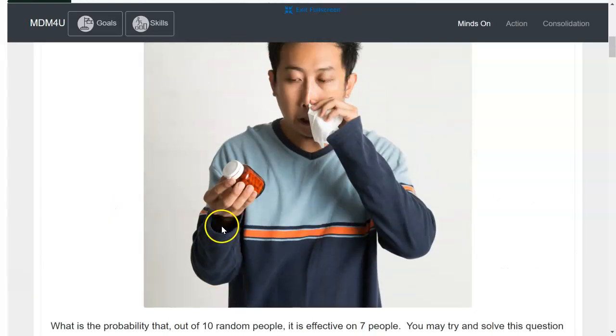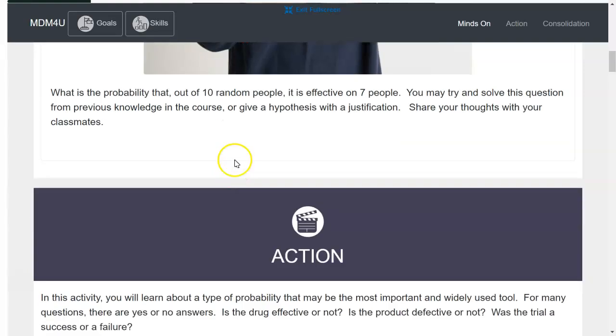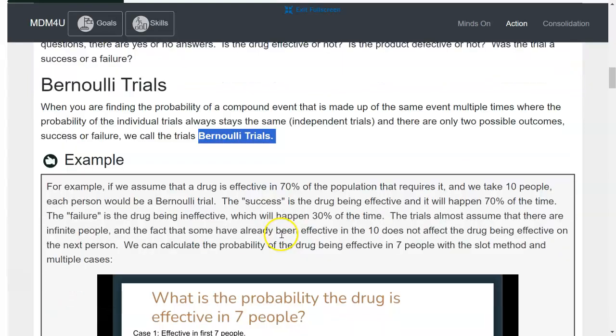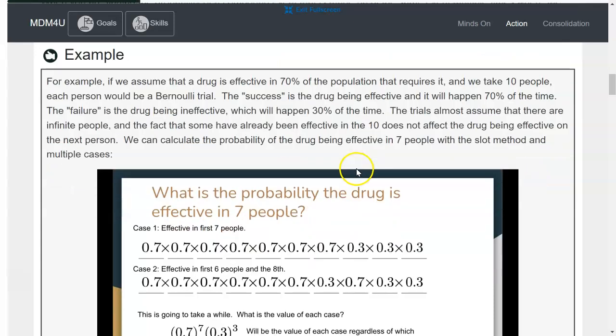Now, if you come back and go, wait a second, it has a 70% chance of success, isn't that based on experimental probability? That's true. But once you already have the probability, the trials themselves are independent from each other. So those are Bernoulli trials. We're going to look at 70% effectiveness, 30% ineffective.